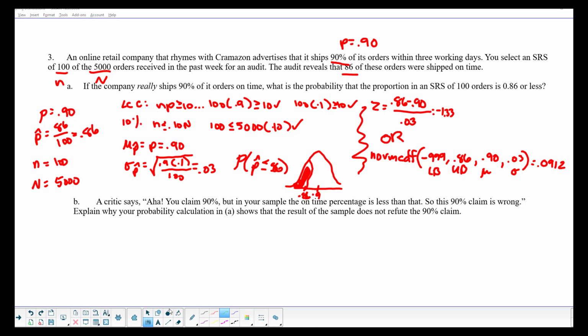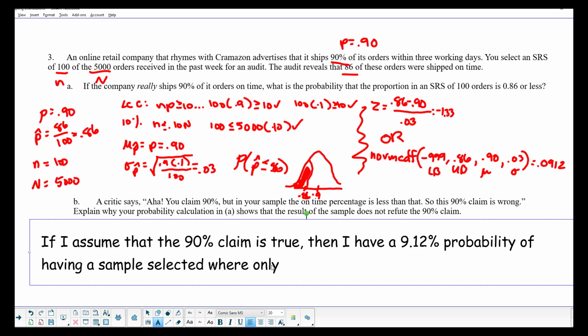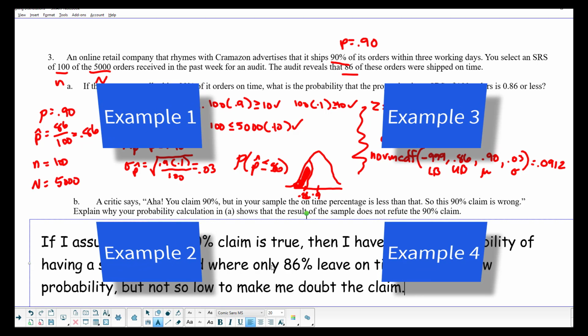So I'm going to go ahead and type out what my response to this might look like. If I assume that the 90% claim is true, then I have a 9.12% probability of having a sample selected where only 86% of my shipments leave on time. This is low, but not so low to make me doubt the claim. And that's this example. Let's go ahead and take a look into the next one.